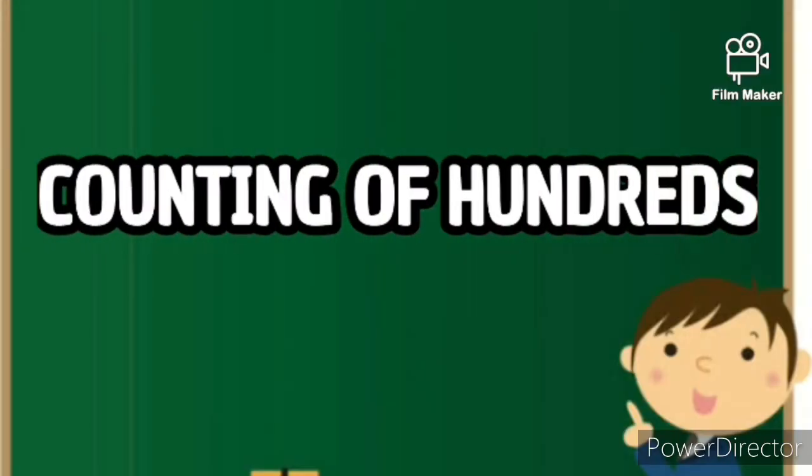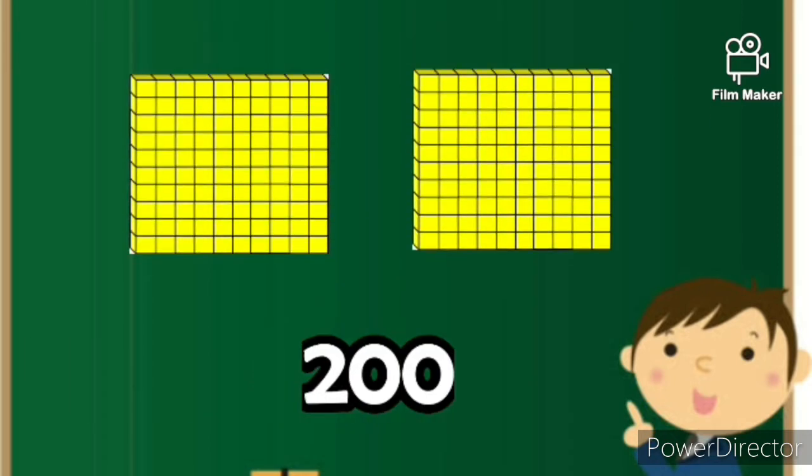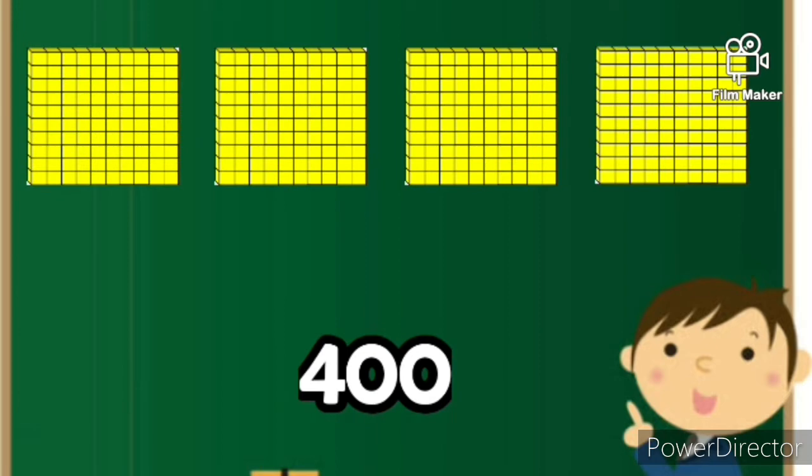Students, in class 1 you would have learned numbers up till 100. Now we will learn numbers up till 1000 by counting of hundreds. Here, one block represents the number 100. Two blocks represent the number 200. Three blocks represent the number 300. Four blocks represent the number 400.